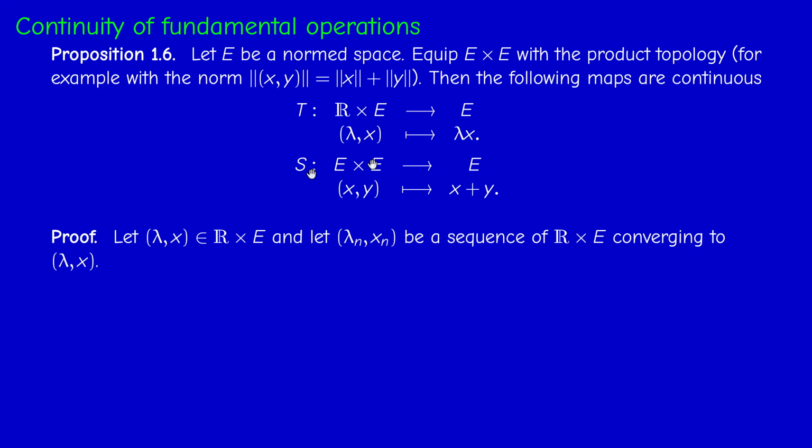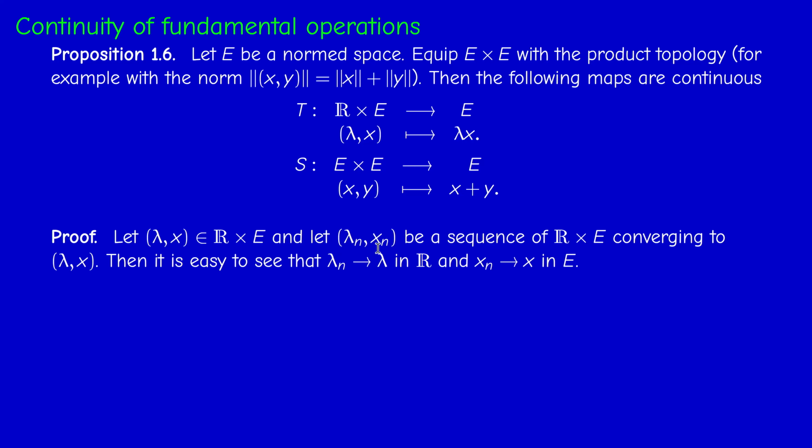So we take an arbitrary point lambda x in this product, and we consider an arbitrary sequence lambda_n x_n converging to lambda x. We have to prove that T of lambda_n x_n converges to T of lambda x. So T takes convergent sequences into convergent sequences. Now, it follows from the definition of this norm that if lambda_n x_n converges to lambda x, then each component converges to the corresponding component. This is actually equivalent to the continuity of projections, if you like.